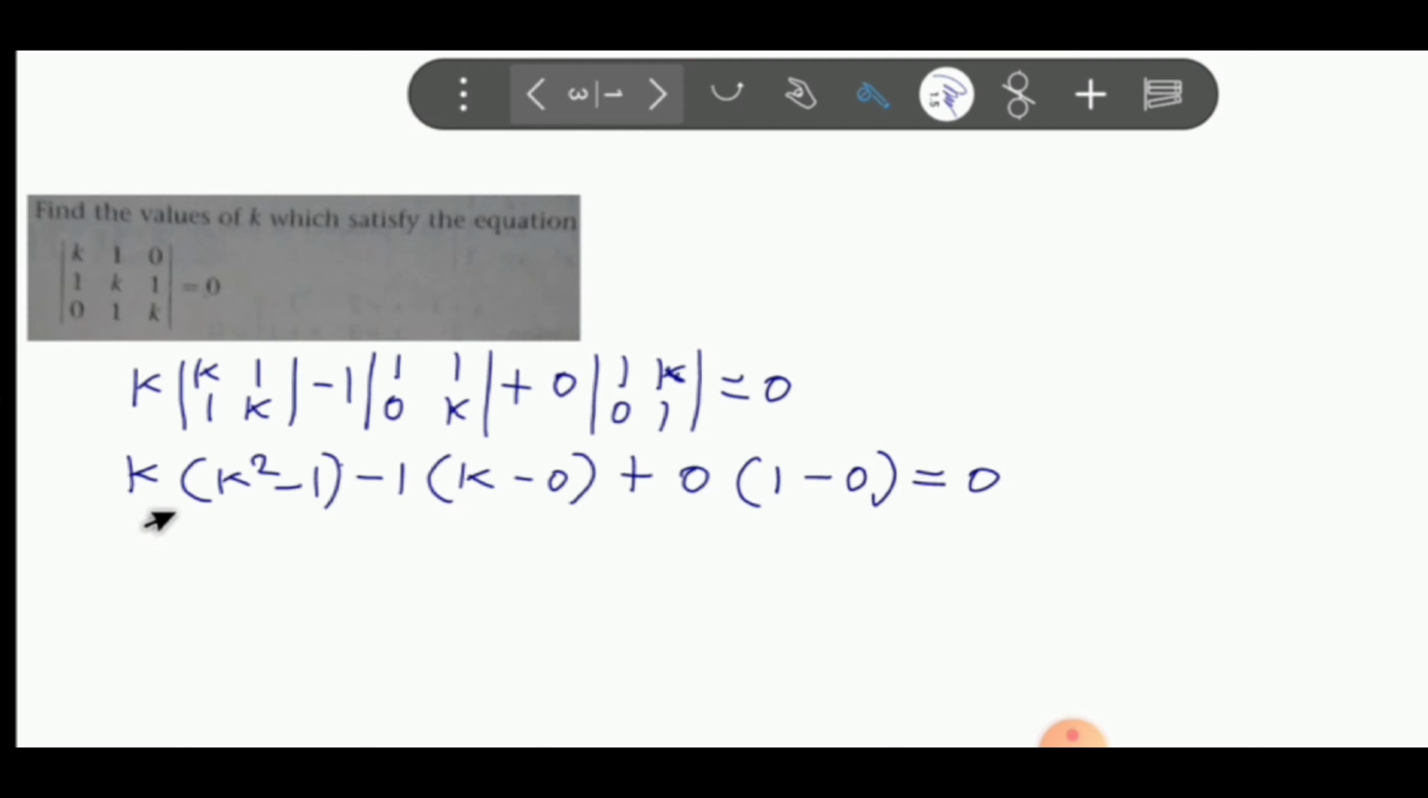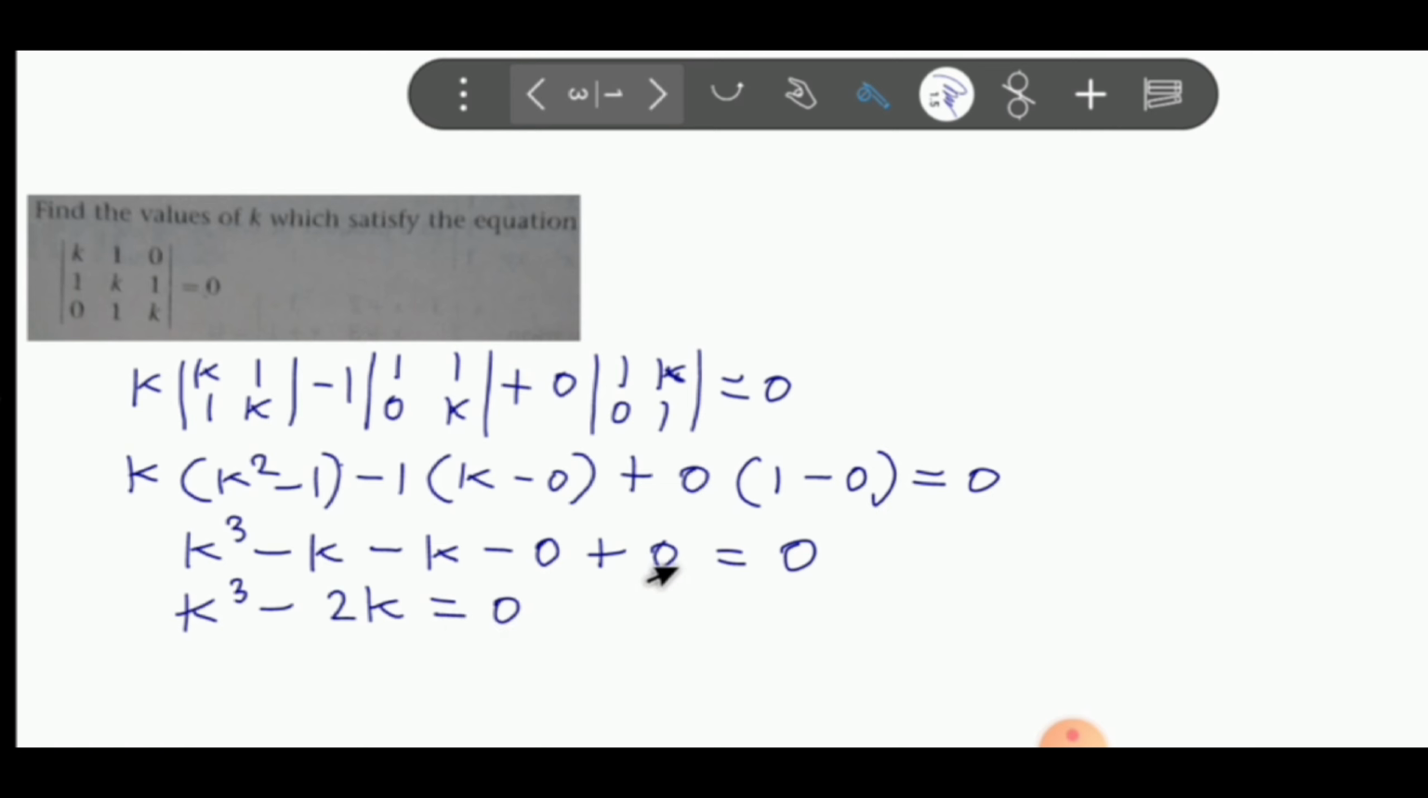So now here will be k times k squared. That's open this bracket. K times k squared, that will be k raised to the power 3. K times minus 1, that's what? Minus k. Then minus 1 times k, that will give us minus k. Minus 1 times 0, that will give us minus 0. Then 0 times everything here is 0, so no need, just put the 0. So I can just say we have k raised to the power 3 minus 2k equal to 0. So this is 0, this is 0, and 0 means nothing.